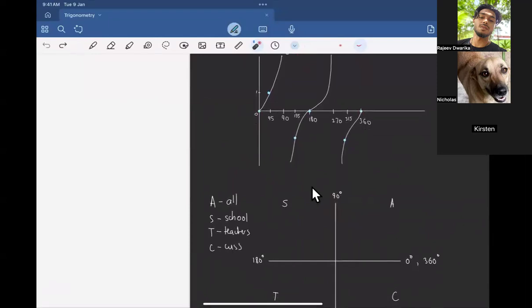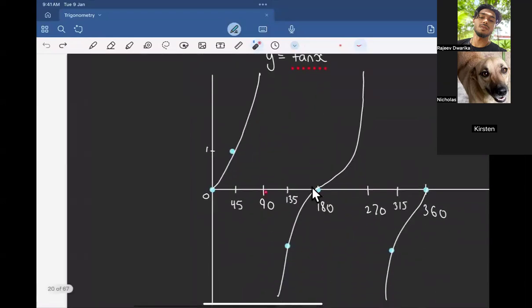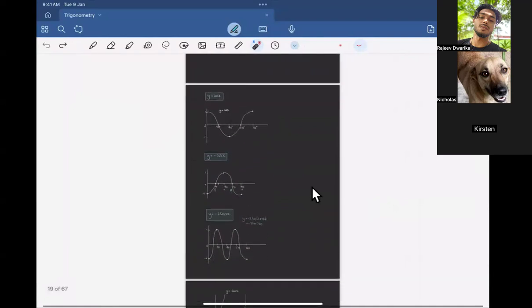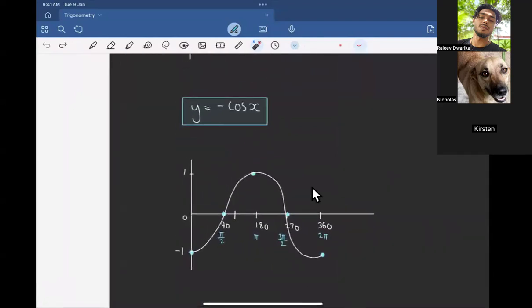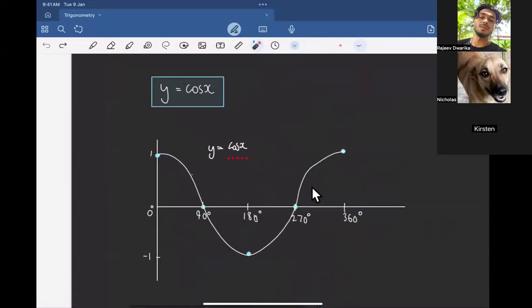Let me look at 90 to 180. If we look at 90 to 180 for the tan graph, is it positive? Negative. So that can't be in the second quadrant. Let me look at the cos graph. That's minus cos x. Let me look at cos x. 90 to 180. Positive or negative? Negative.